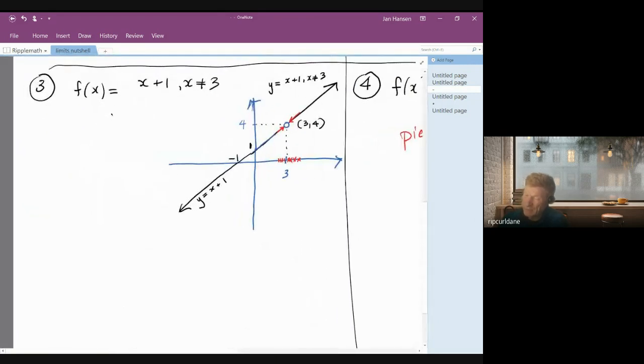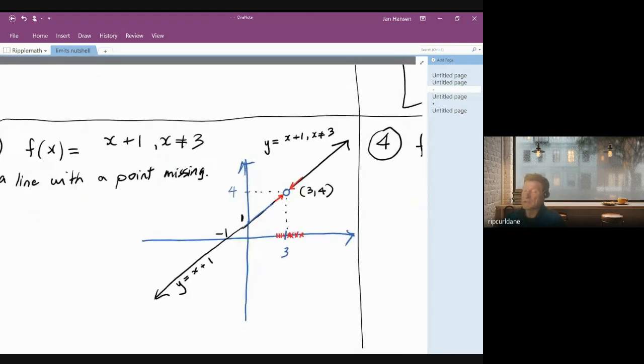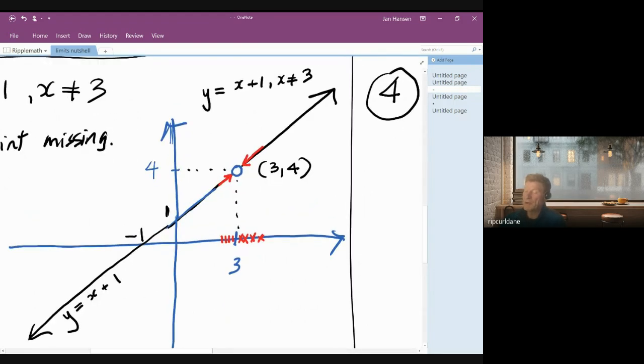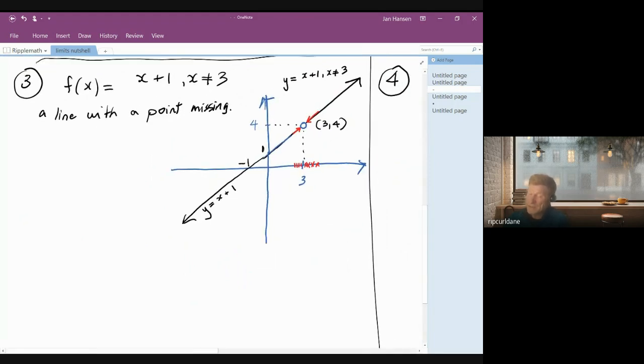All right, for this one, f of x equals x plus 1, but x does not equal 3. So 3 is not in the domain, so it's a line with a hole in it, with a point missing. I think of it as a hole. It's just a metaphor. In this case, in a nutshell, the left and right limits still exist. As you approach 3 from below, it goes to 4, and if you approach 3 from above, it goes to 4 as well. So the left and right limits exist.